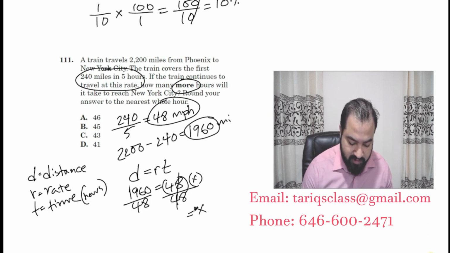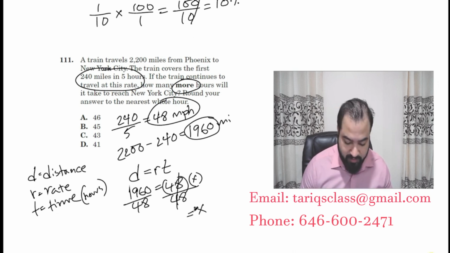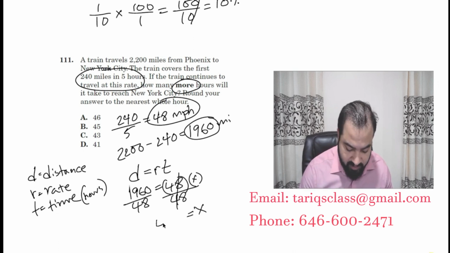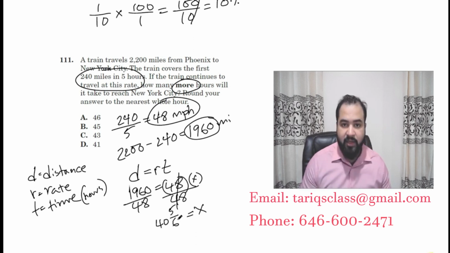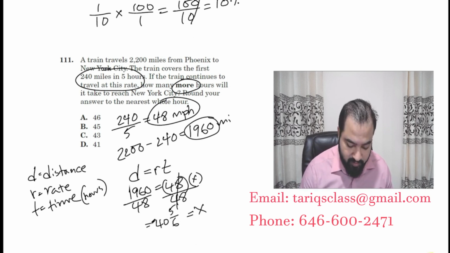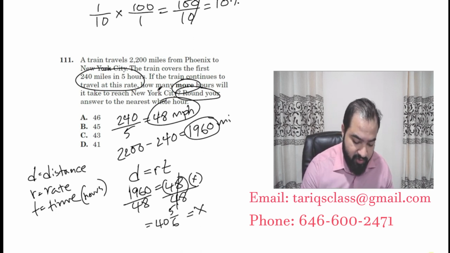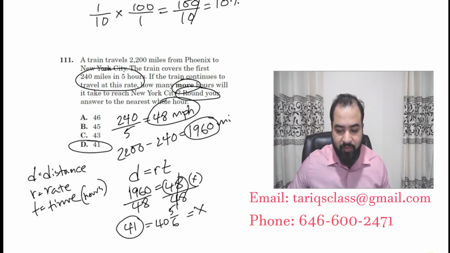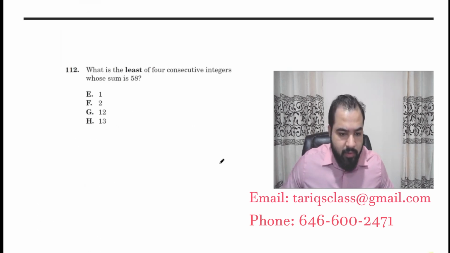So 1960 divided by 48, if you do the division, I believe you get 40 and 5/6, and it simplifies to 40. No, simplifies means like round your answer to 41. It's very close to 41, so that's why we'll pick 41. Okay, now question number 112.